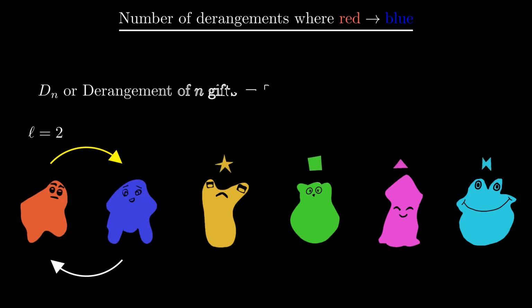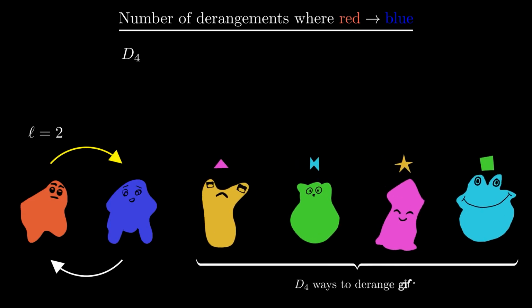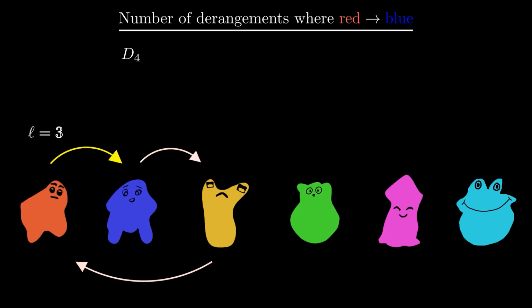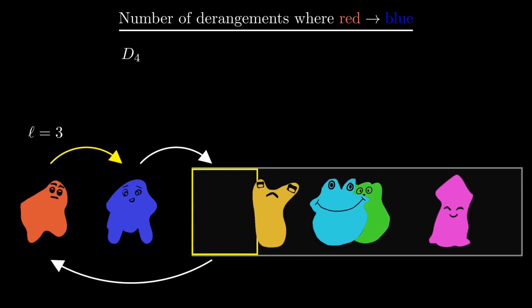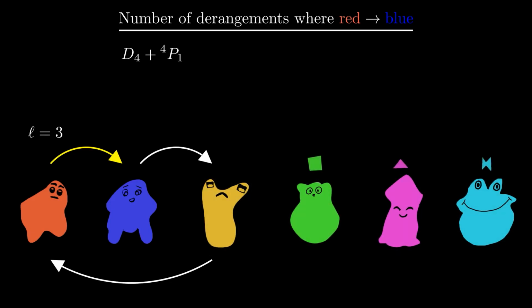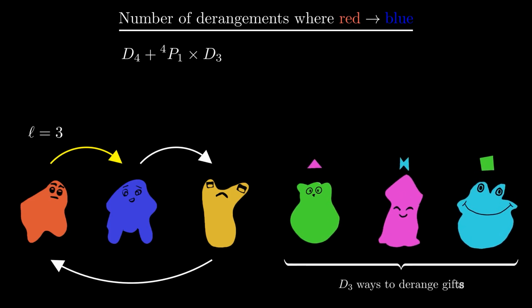For the rest of the gifts, we can think of this as a smaller version of the original problem. Remember, dn denotes the number of ways that n gifts can be permuted such that they don't return to their original owners. Hence, the number of ways to derange the rest of the gifts is d4. For a loop size of 3, meaning one other blob is connected in the loop with red and blue, there are 4P1 ways to choose this blob. Then there are d3 ways to derange the other gifts.